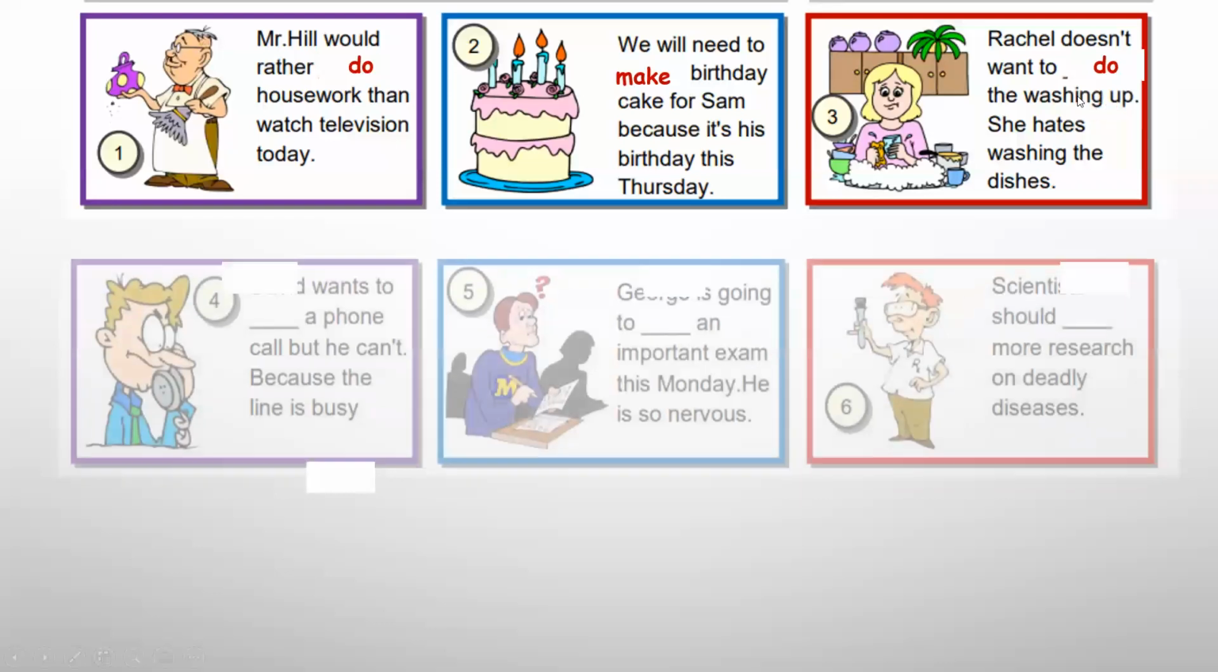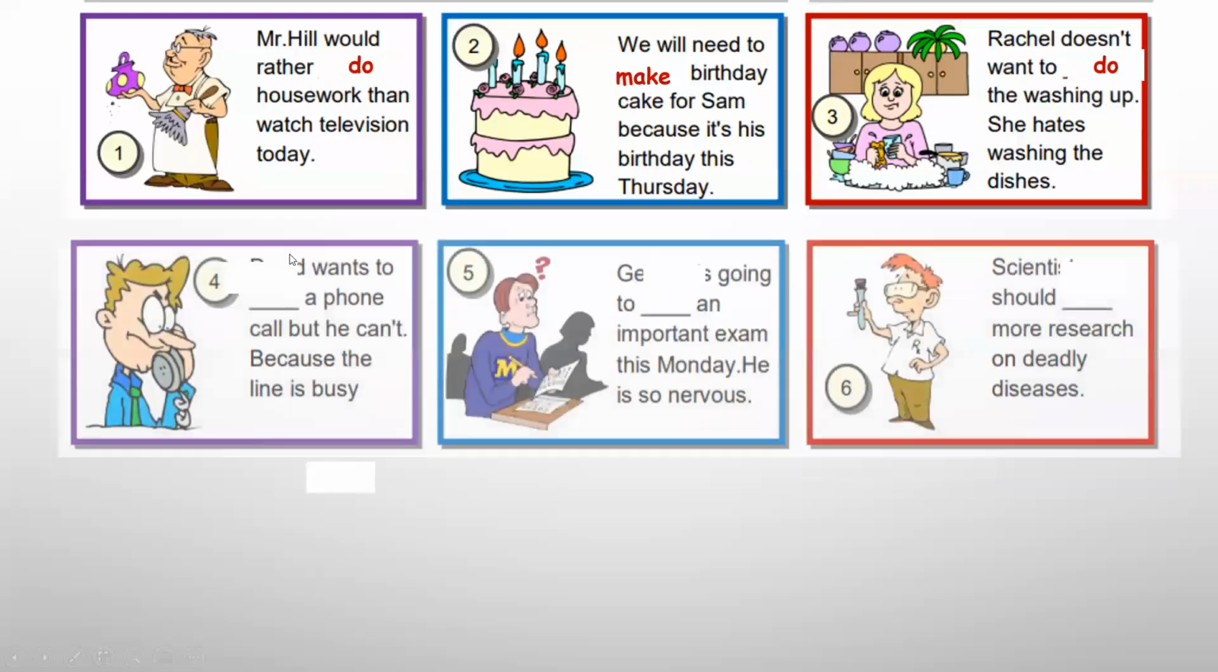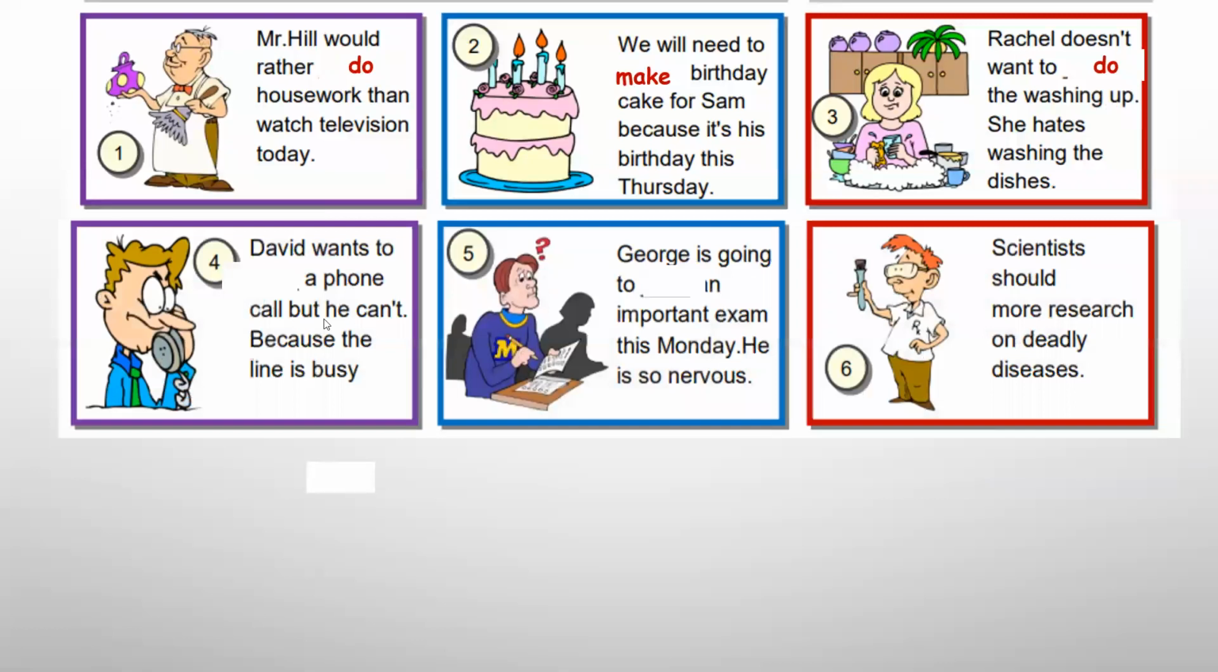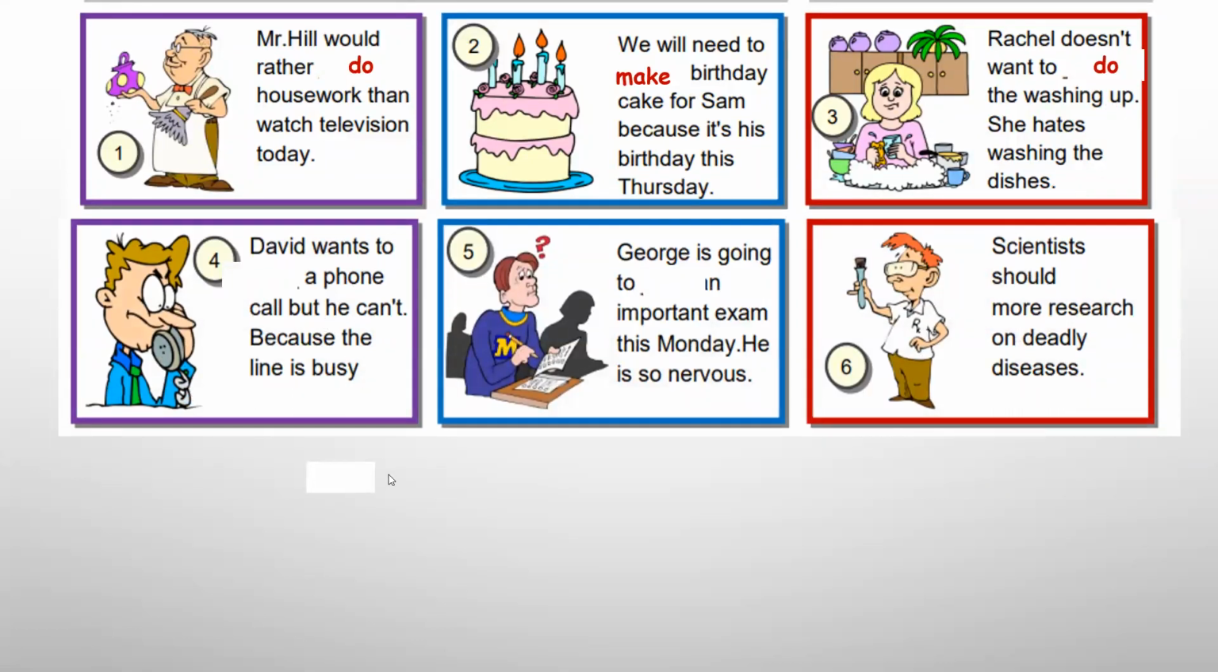What about here? Amjad. "David wants to dash a phone call." What do you think, Amjad? Phone call. Do. Are you sure? It's make a phone call. Make is something that you do by yourself. Remember, do is something, an activity that you do, like work or a job. But here we don't have a workshop. It's a decision by you. You will make a phone call.